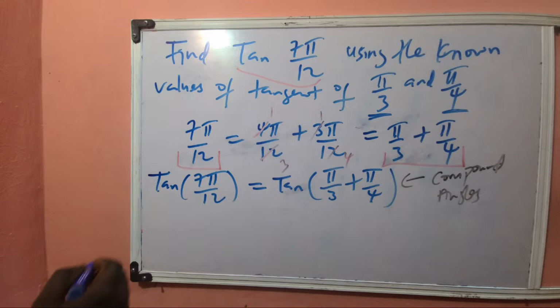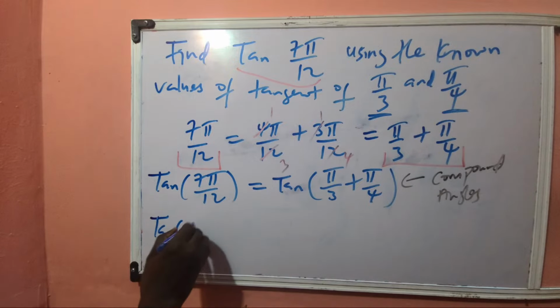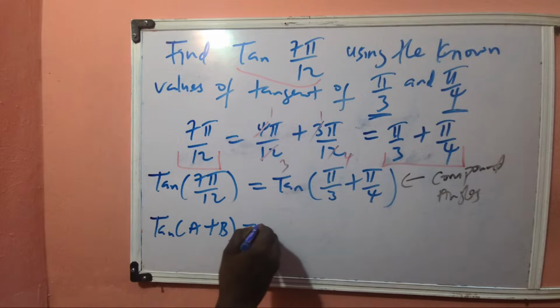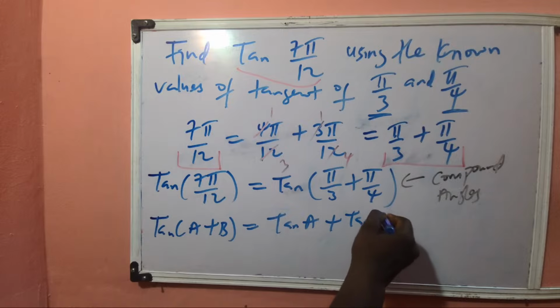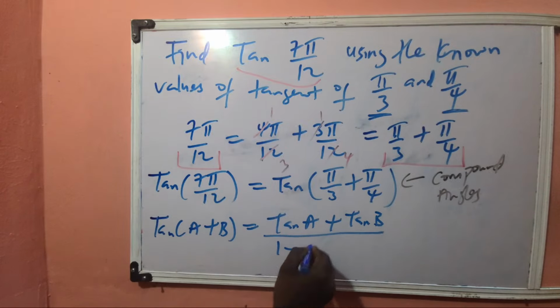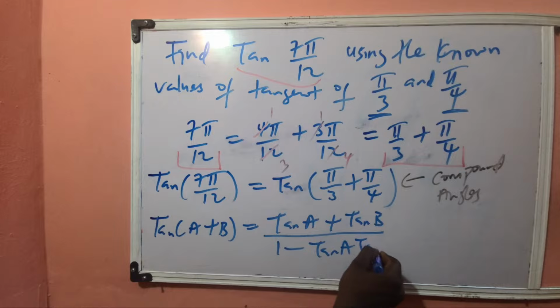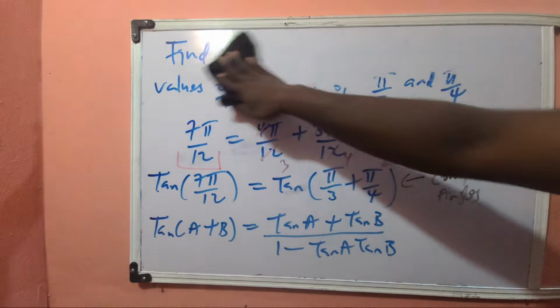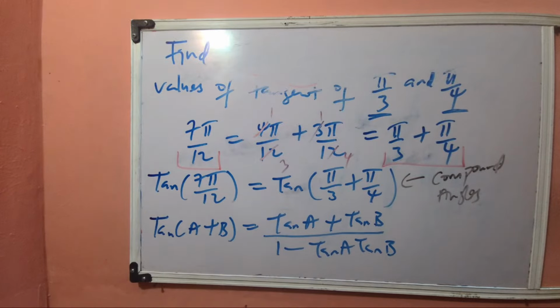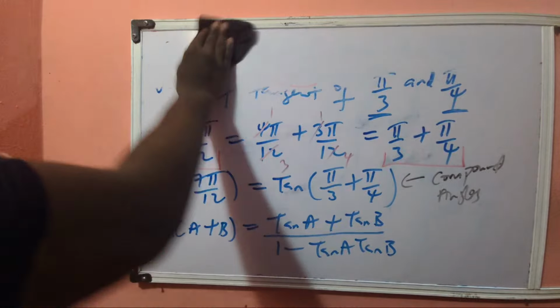And I'm sure if you remember the compound angle formula, we are told that tan of A plus B is equal to tan A plus tan B over 1 minus tan A tan B. Any mistake in any of these signs will give you a wrong answer. So you have to be careful of your signs. All right, now let's go on.